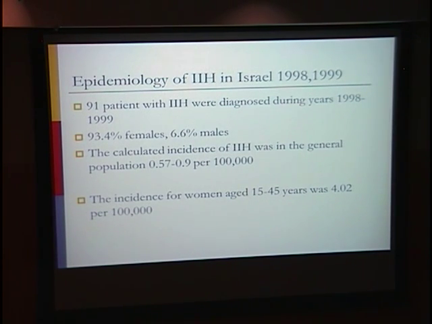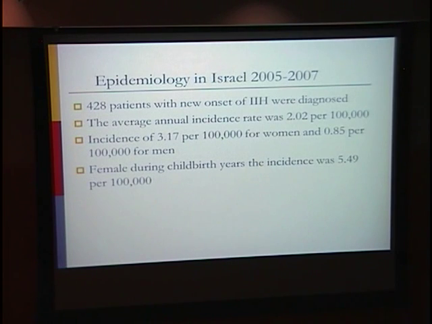In '98 and '99, we checked the epidemiology of IIH in Israel, because Israel is a country where a lot of people from other countries arrived in those years, so we decided to find what the prevalence and the incidence are. When we calculated, we found that it was really the same as in the States. It was around 0.57 to 0.9 per 100,000 in the general population, and the incidence jumped to 4.02 when you deal with women aged 15 to 45.